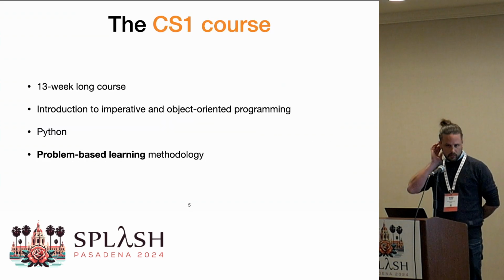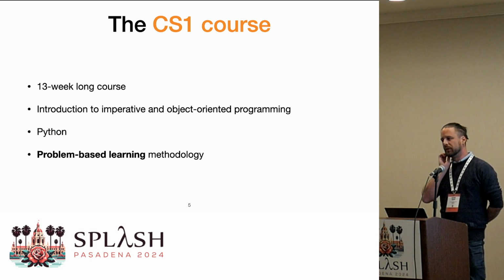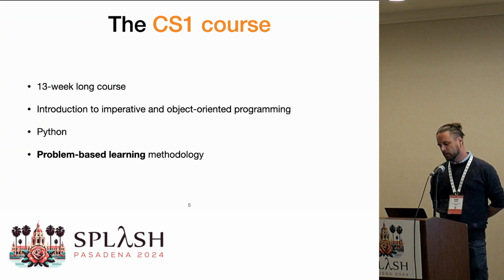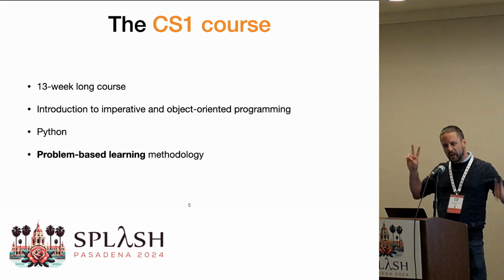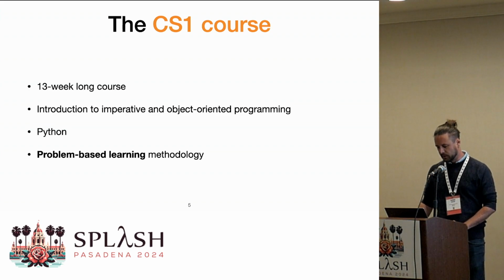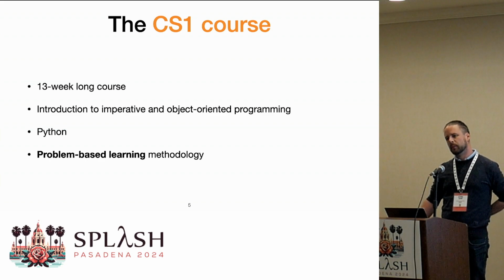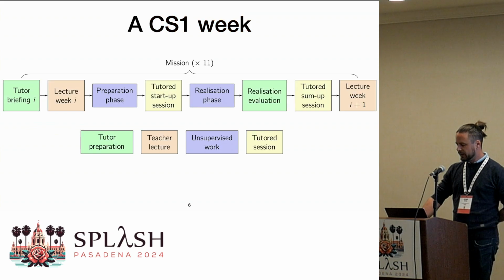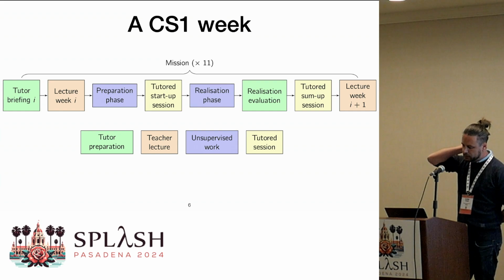So our CS1 course is 13 weeks long. We have around 600 students in that course. We introduce imperative and object-oriented programming in Python, but we try to not teach too many Python-specific things. So the goal is really to teach introductory programming, and it's based on a problem-based learning methodology. So what does that mean? It means that students need to go through some work on their own.